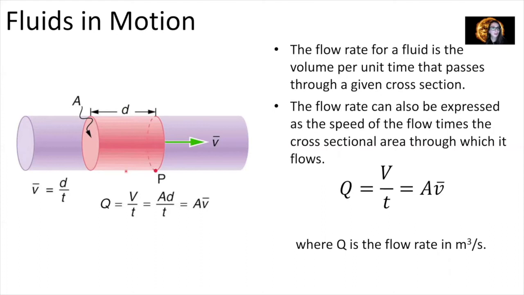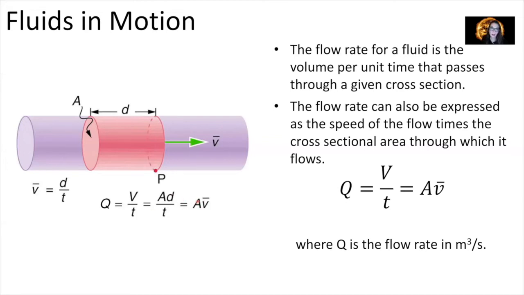So the volume of this pink cylinder is going to be cross-sectional area times this distance D, and we're dividing it by time. And guess what? Velocity is equal to a distance over time. So this distance over time is a velocity, so you can make this equation that we originally started with: the flow rate is equal to the volume per time, and we can say that this is also the same thing as the cross-sectional area through which that fluid is moving times the speed at which it is moving.